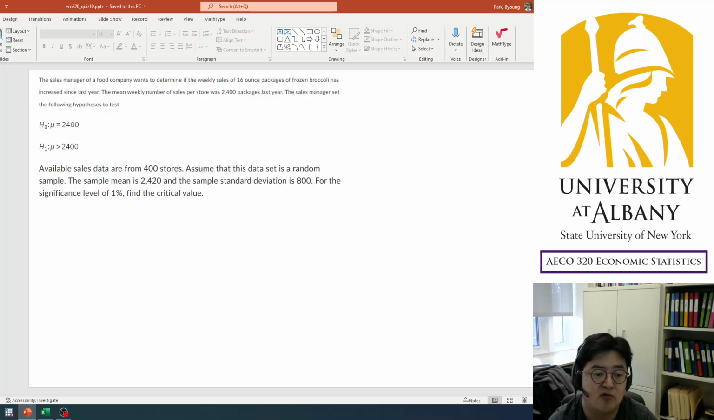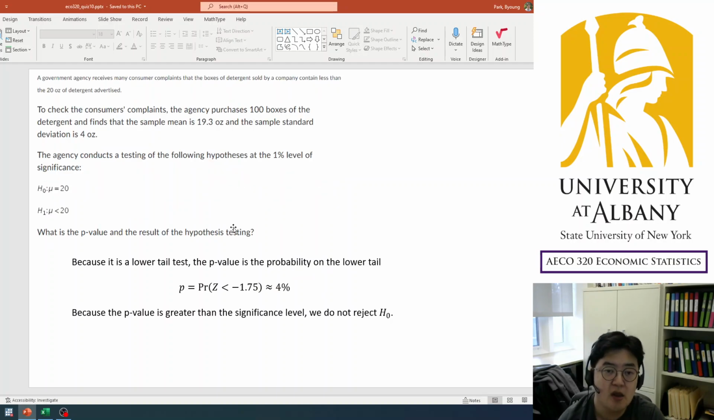Okay, so I wanted to show you how we conduct the one-tailed test. But basically, it's the same thing. P-value, t-stat, p-value, and the rejection rule are similar. Just consider only one side.